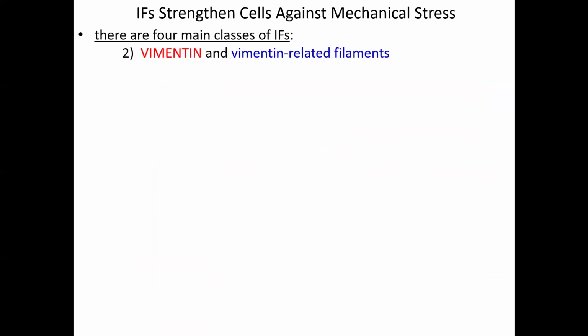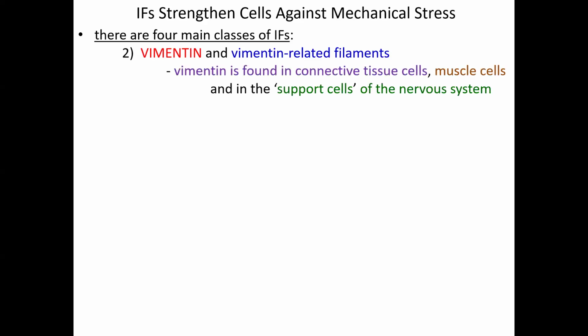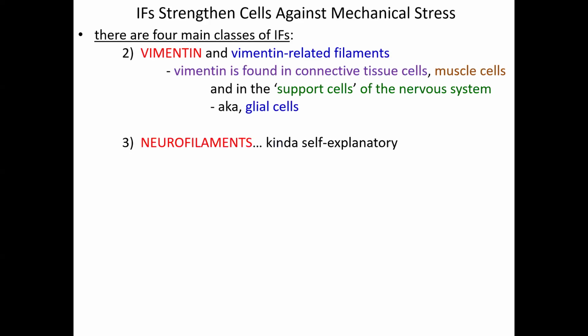So first class of intermediate filaments, keratin. Keratin providing tensile strength to epithelial cells. Second class, vimentin. Vimentin and vimentin-related filaments is the second class of intermediate filaments, and we find vimentin in connective tissue, muscle cells, the support cells or glial cells of the nervous system. So not in the epithelial cells, not on the surface cells of our body, but on the connective tissues of our body.